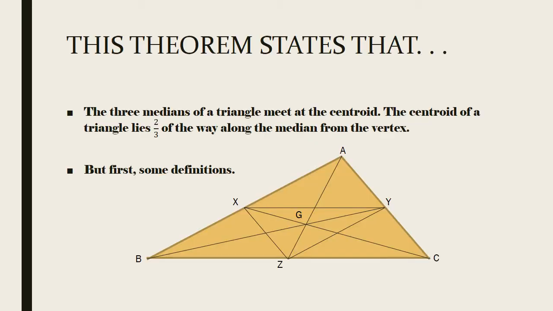This theorem states that the three medians of a triangle meet at the centroid, and the centroid of a triangle lies 2/3 of the way along the median from the vertex. In order to understand what any of this means or what we're going to be talking about while proving this, we're first going to need some definitions.